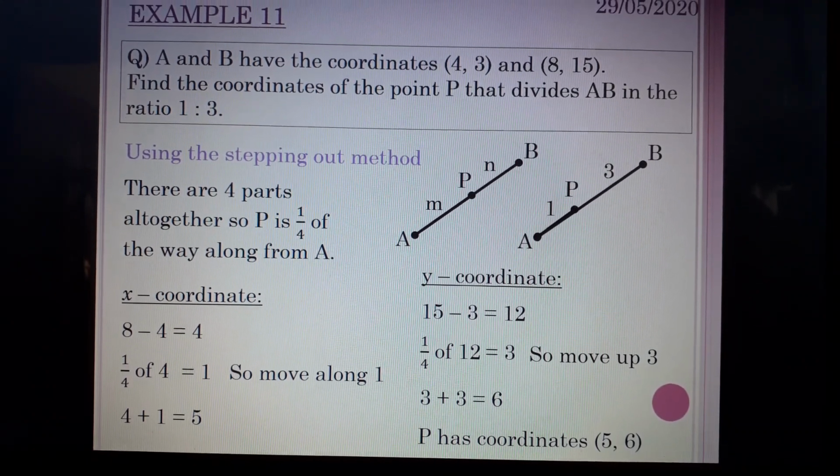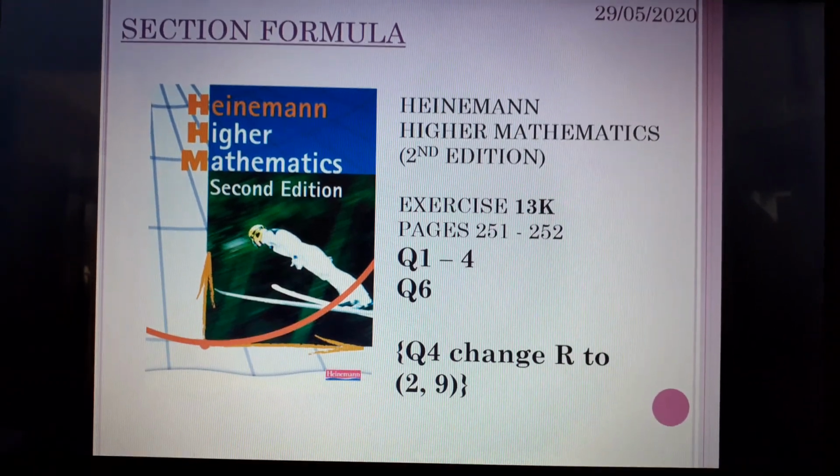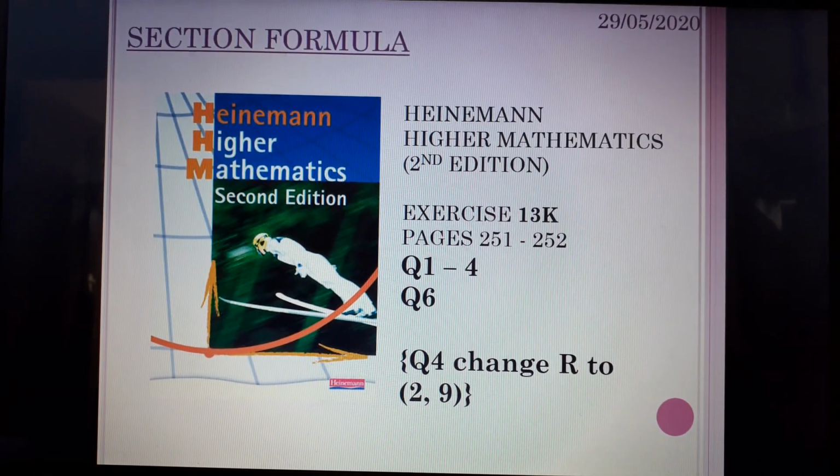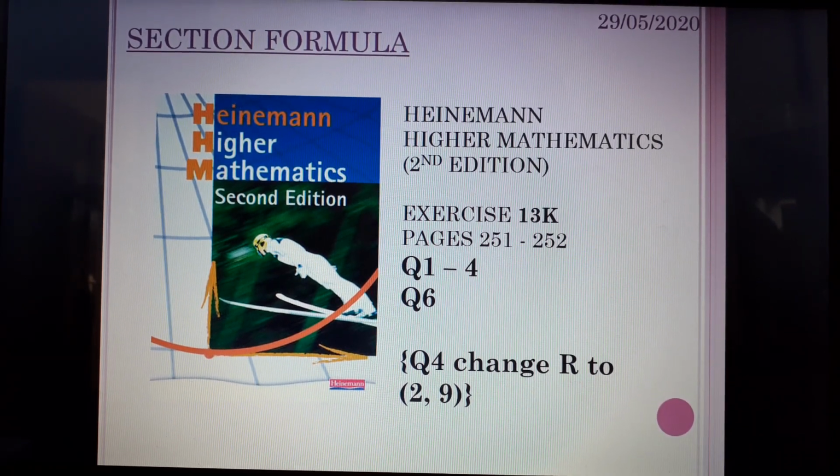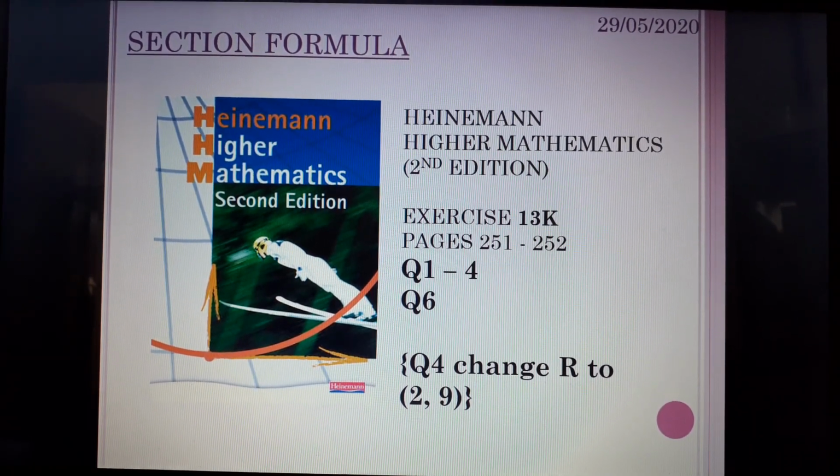Okay. So we're going to be looking at exercise 13K. We'll do questions 1 to 4 and question 6. And there is a note here. There's a typo in the textbook. So change R to 29 for question 4.